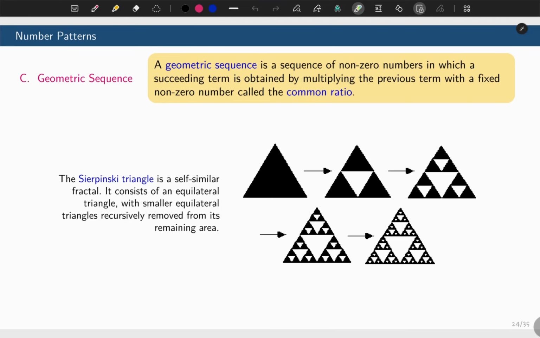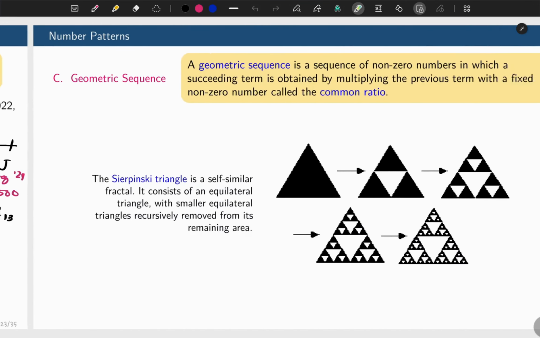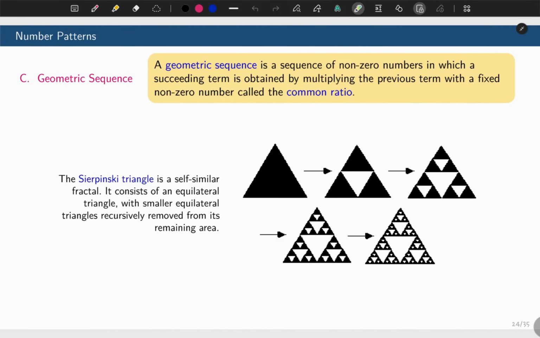The difference between the arithmetic sequence and the geometric sequence: in the arithmetic sequence, we add the common difference to get the next term, whereas in geometric sequence, we multiply the term to get the succeeding term. The Sierpinski triangle is a self-similar fractal. It consists of an equilateral triangle with smaller equilateral triangles recursively removed from its remaining area.